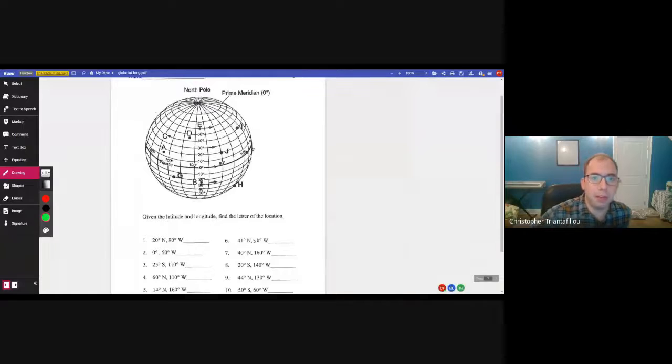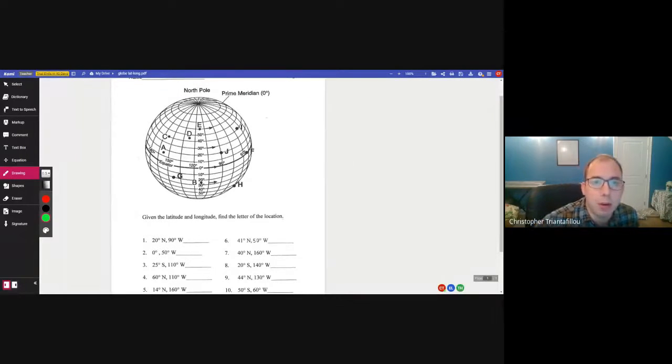Now what you'll see is that the prime meridian's all the way over here and the international date line's all the way over here at 180 degrees. That means we're looking only at the Western Hemisphere. So all of our longitude is going to be west. Given the latitude and longitude, find the letter of the location. So we're just going to follow the coordinates and see what letter corresponds with it and write it down here.